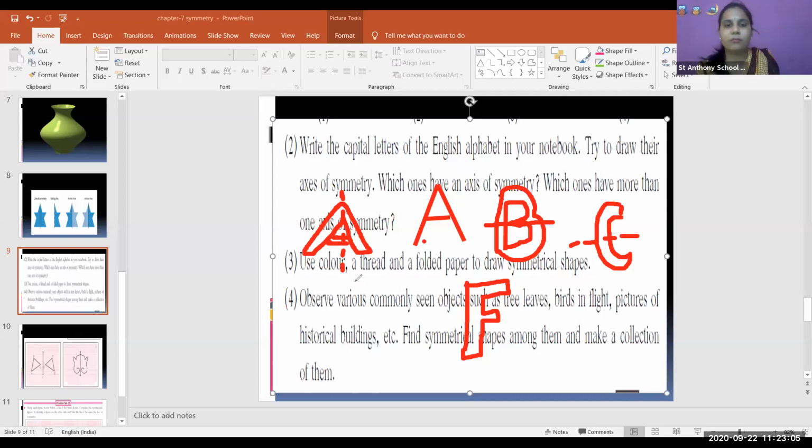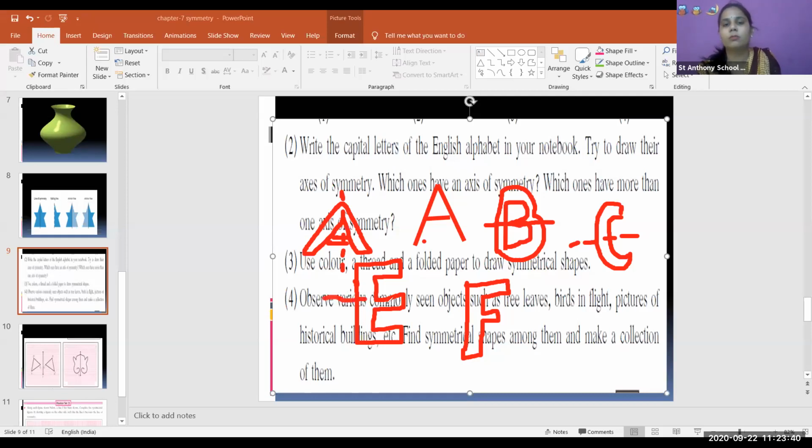Even if we draw E, so is E having any axis of symmetry? If yes, how many is it? E is having one axis of symmetry. Correct, everyone. E is having one axis of symmetry, like from this side.